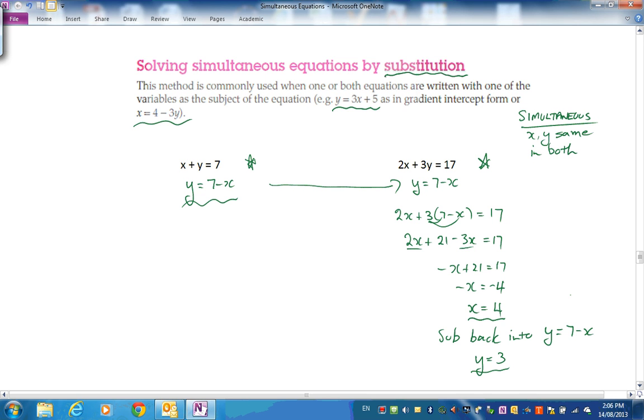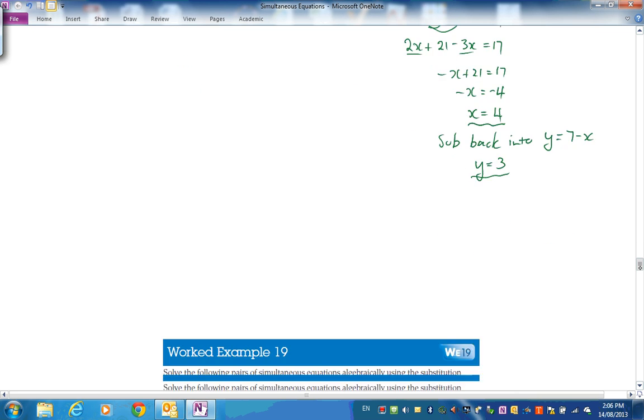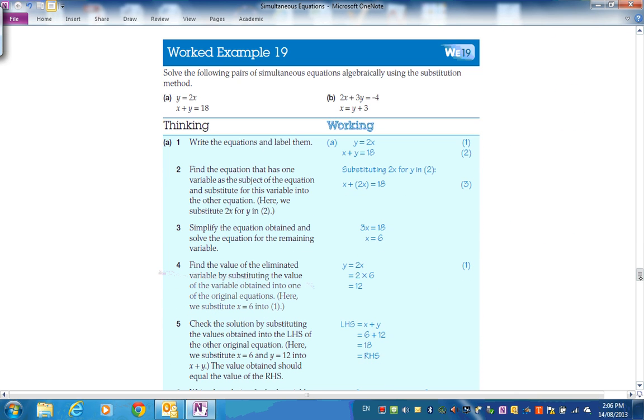So one should pick the algebraic method, that's elimination or substitution, which is the easiest in the problem. So this is easiest done if you have y equals or x equals. But mind you, you can change one of the equations to that form if it's convenient. Come on down and let's have a look at another example from Pearson's. Solve the following pair of simultaneous equations algebraically using the substitution method.